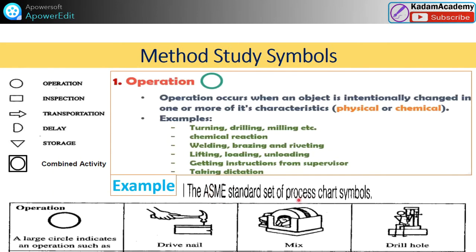The ASME standard set of process chart symbols is represented here. The operation, the large circle, indicates an operation such as driving a nail, removing the nail, mixing, or drilling a hole. These are just for your representation; these activities come under operations.